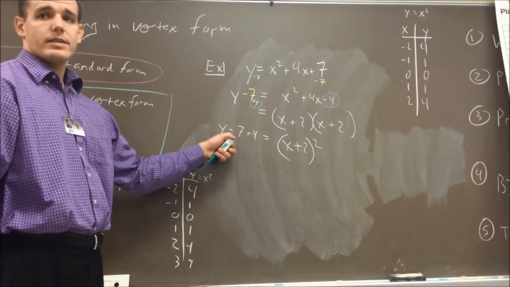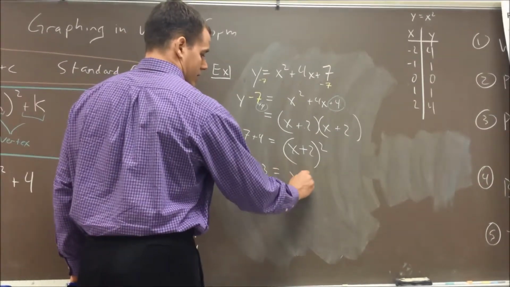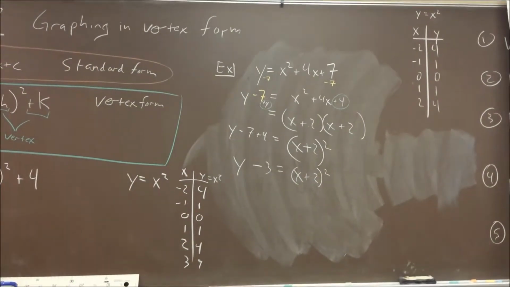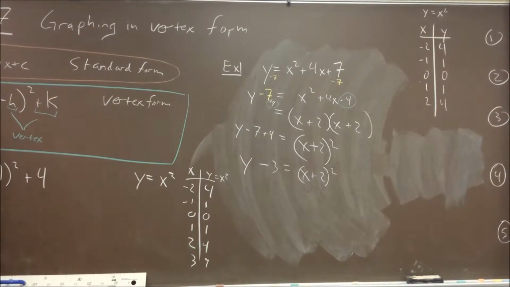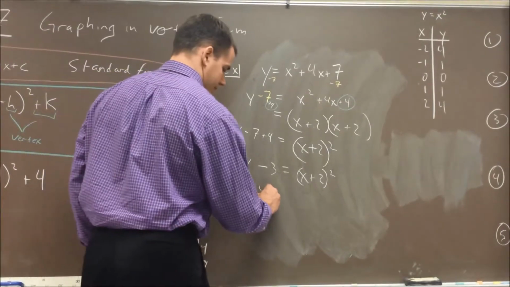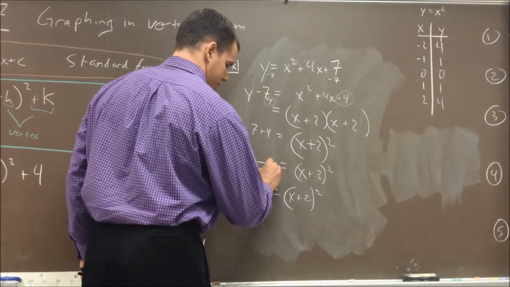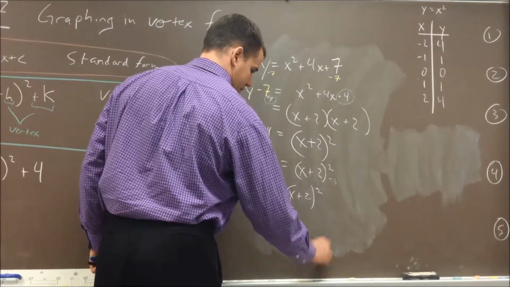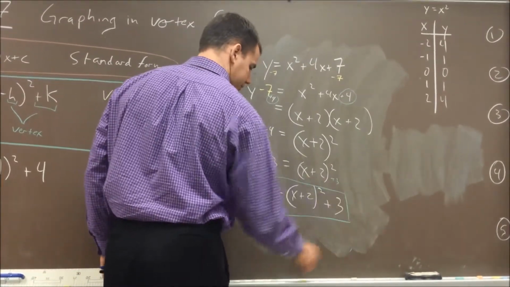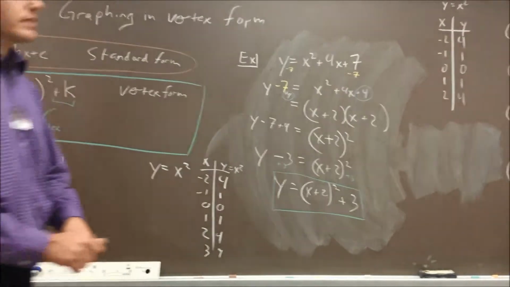So how about we combine these? Okay. Y minus 3 is equal to x plus 2 squared. But if I want to graph it, I've got to get y equals, so I've got to get y by itself. Well, how do I get y by itself here? I'm just going to add the 3 back. Plus 3, plus 3. And now it's in vertex form, so now I can graph it.